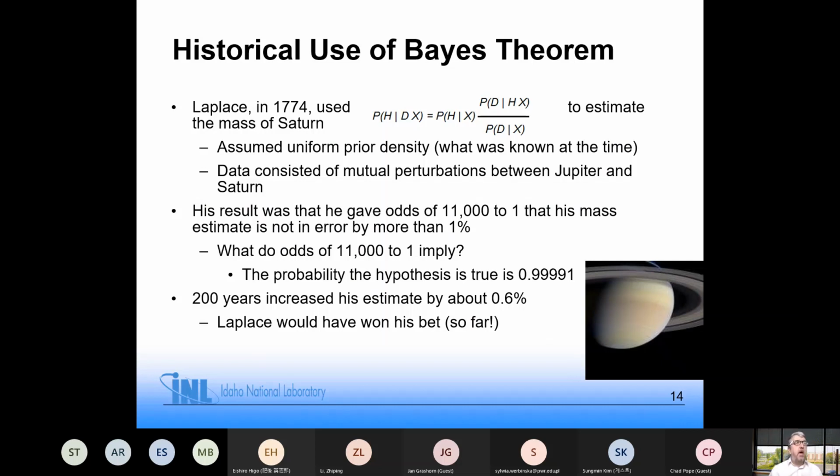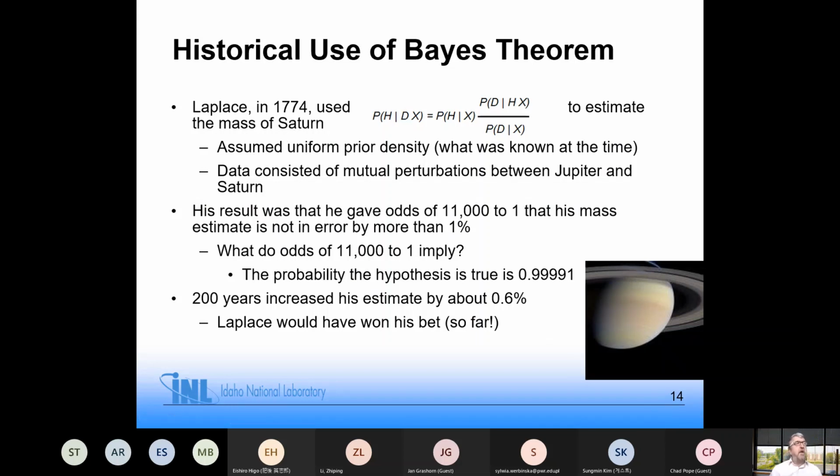Now, in the case of Laplace, he was using Bayes' theorem. Well, it wasn't called Bayes' theorem, but using this mathematical way to combine information to look at predictions related to masses of planetary bodies like moons and planets and whatnot. And so he, of course, used this equation to look at estimating the mass of Jupiter, the mass of Saturn.